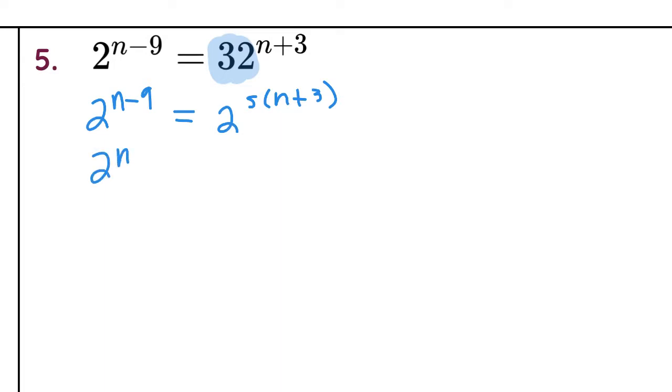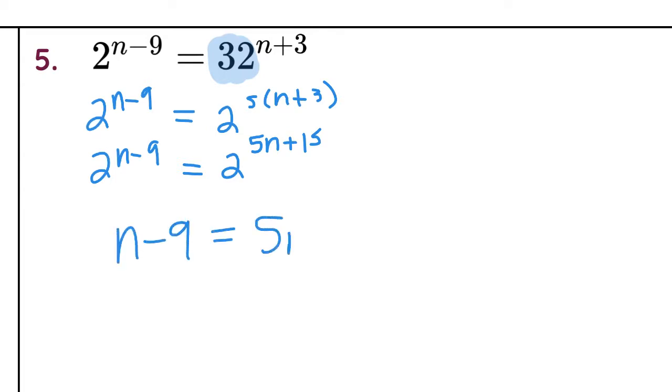Okay, again, left side's going to stay the same, but on the right side, let's distribute that 5, so it would be 5n plus 15. Okay, now I can employ the one-to-one property and only look at the exponent. So n minus 9 is equal to 5n plus 15.